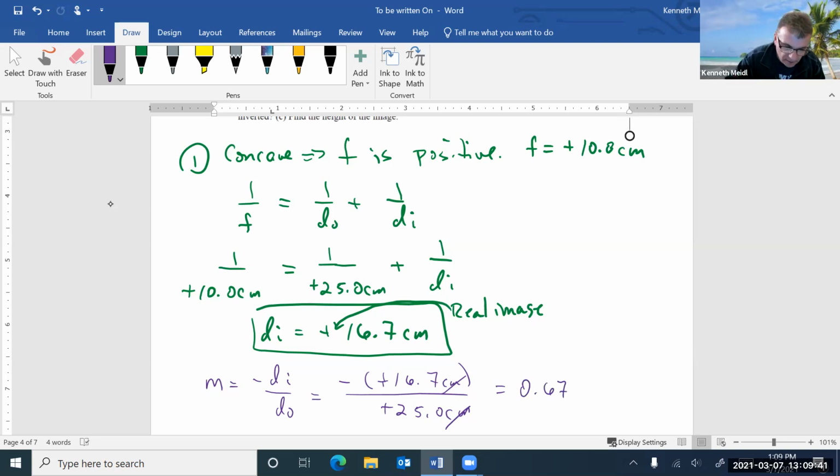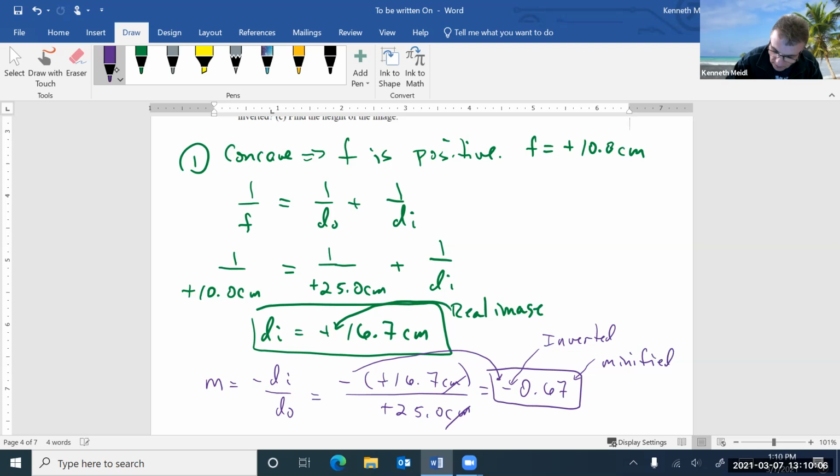And there is a built-in minus sign here. And so there's this minus sign coming from here. And this tells me that it is inverted. And because the ratio is less than 1, it is minified. And so now I have my full description really with the precision that I want.